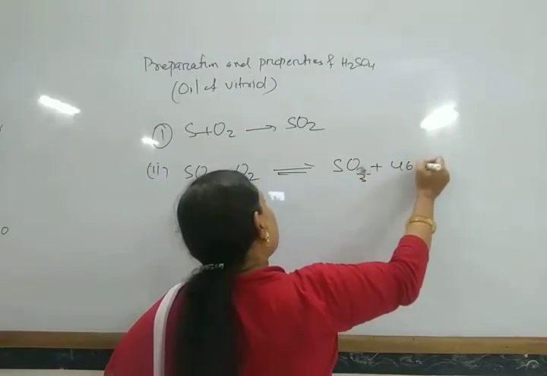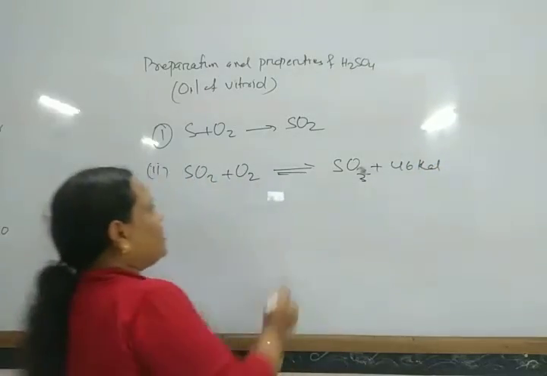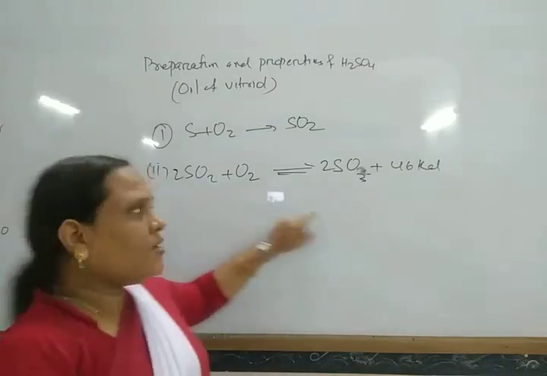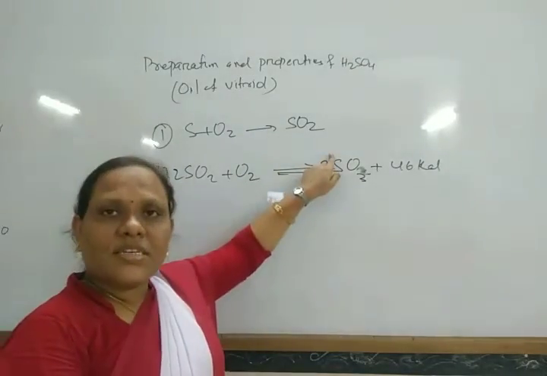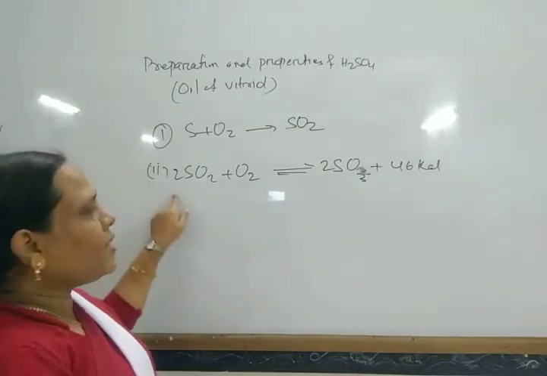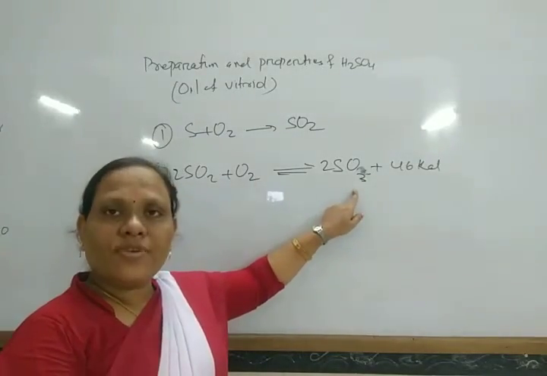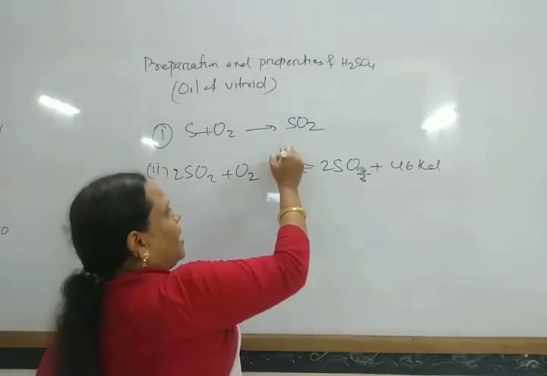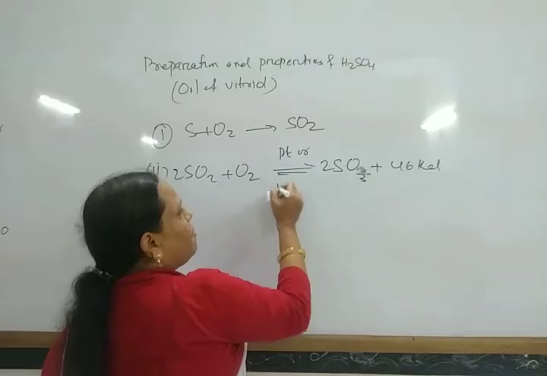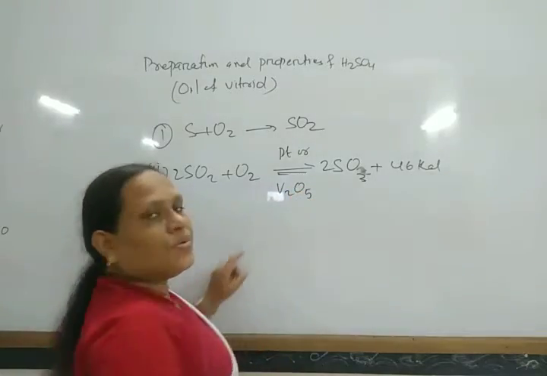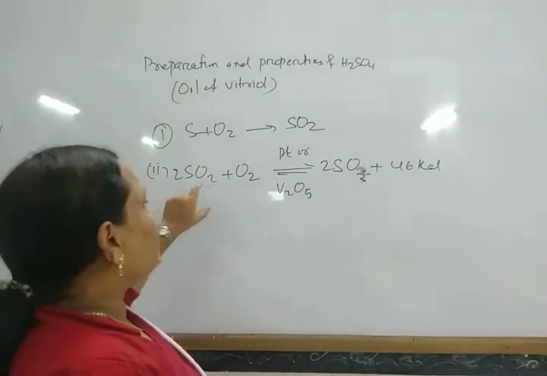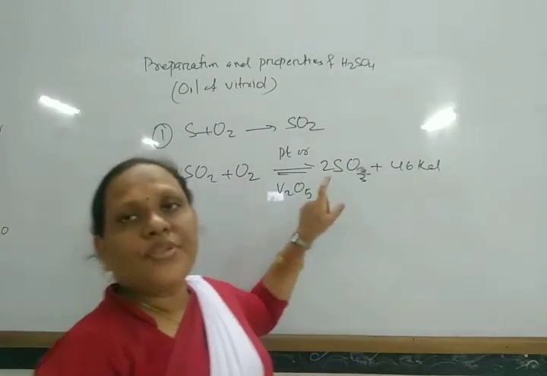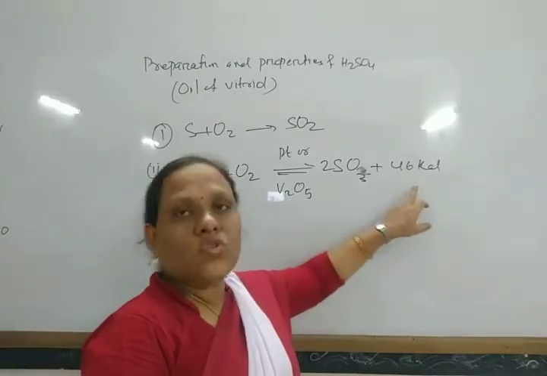So this is an exothermic reaction, and this is a reversible reaction. In the first process, sulfur dioxide is prepared. In the second step, sulfur dioxide undergoes oxidation to form sulfur trioxide. In this process, generally platinum asbestos or vanadium pentoxide is used as catalyst. By using this catalyst, sulfur trioxide is prepared, and this is a reversible and exothermic reaction.